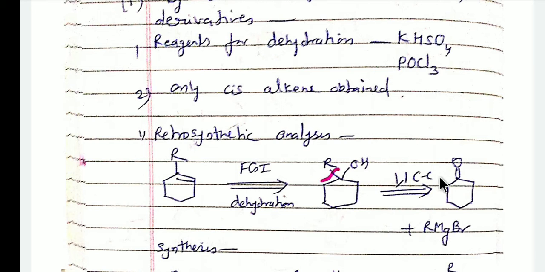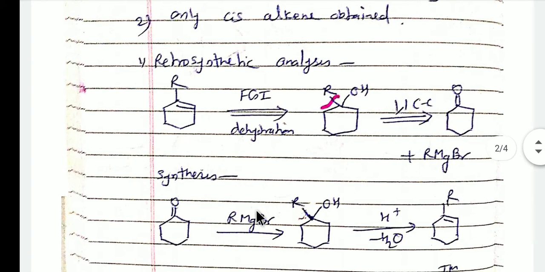So we get this synthetic equivalent, and here R minus is the synthon. R minus adds MgBr and we get the synthetic equivalent RMgBr. So for this target molecule, the starting materials, or we can say the synthetic equivalents, are the ketone cyclohexanone and the Grignard reagent RMgBr.